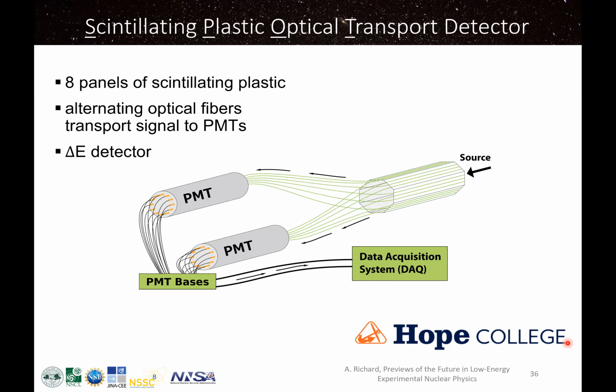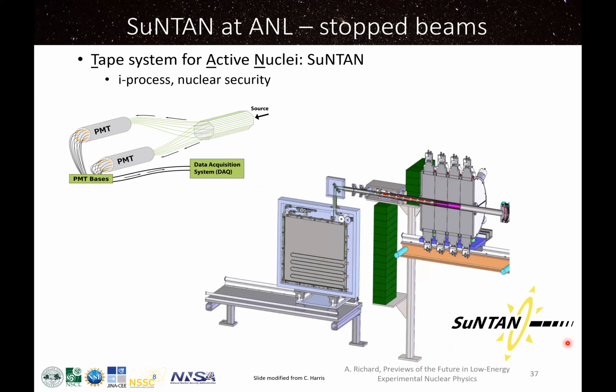So in addition to our beta detector, we also have a different setup where we use a tape station called SuNTAN, which is the tape system for active nuclei. So far this has been used for i-process type studies and then nuclear security studies. And so SuNTAN is a tape station.